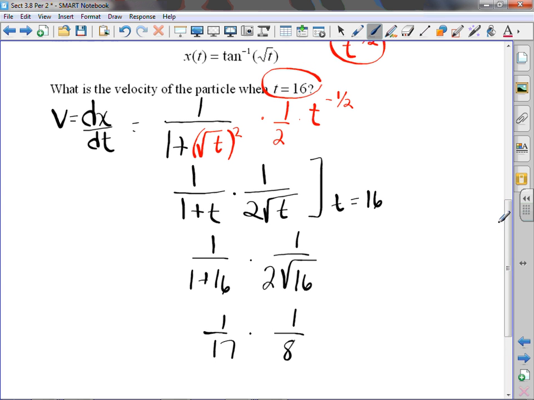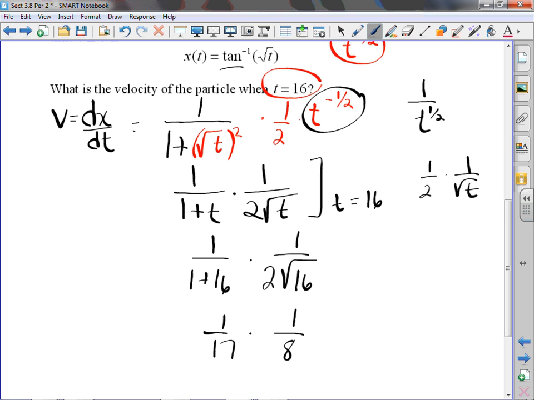Wait. How did I get that from here? 1/2. What's t to the negative 1/2? It's 1 over t to the positive 1/2, which is 1 over the square root of t. Do you want me to write it 1/2 times 1 over the square root of t? It's the same thing. Well, yeah, but how do you get the 1? How did I get the 1/2? How'd you get the 1 over 1 plus 2 again? Because that was the derivative of the inverse tangent. It's 1 over 1 plus whatever's in there squared.